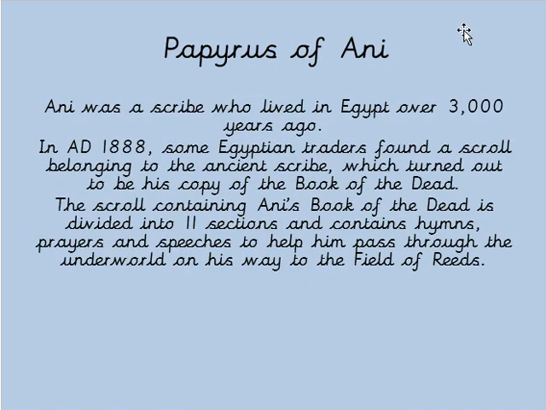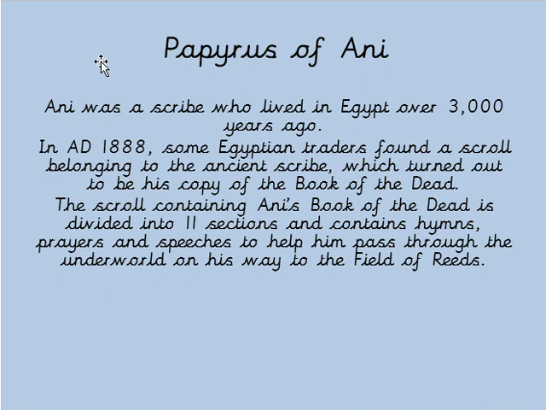The Papyrus of Annie is about a person called Annie, who was a scribe and lived in ancient Egypt over 3,000 years ago. In 1888, about 150 years ago, some Egyptian traders found a scroll belonging to the ancient scribe Annie, which turned out to be a copy of the Book of the Dead. They were able to translate it from the hieroglyphs into English.